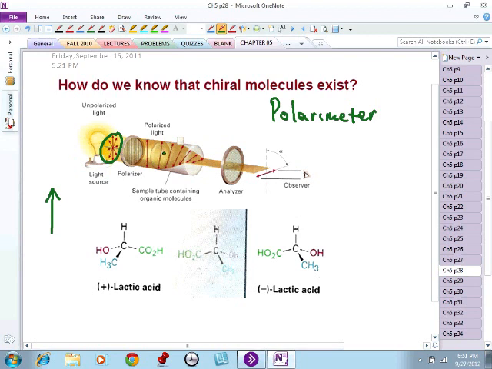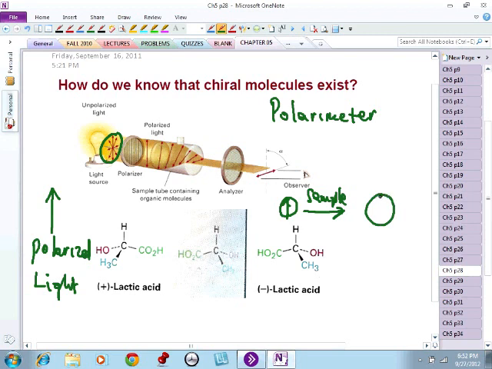Now, if you take the polarized light and you pass it through a sample that contains an enantiomer, what that sample will do is change the direction of the polarized light in 2 possible directions. Say, for example, you start with polarized light, pass it through the sample of an enantiomer, and then when it comes out, the direction of that polarized light is shifted either to the right or to the left.